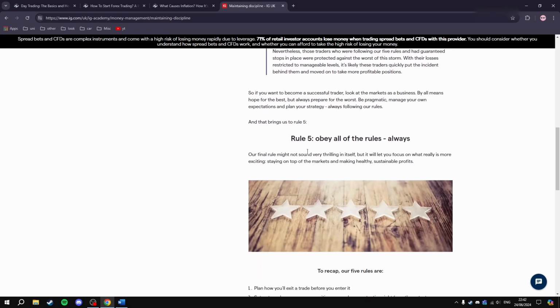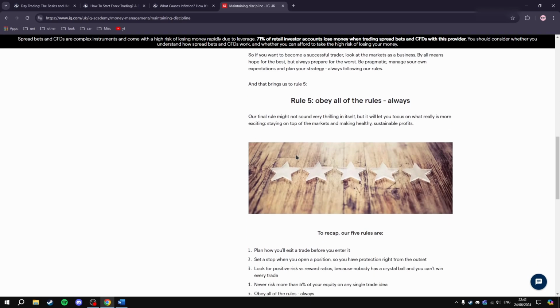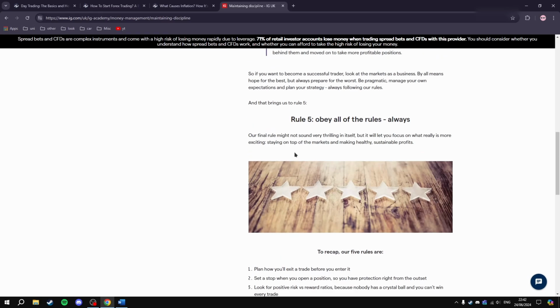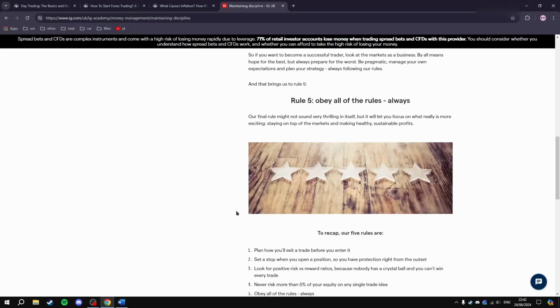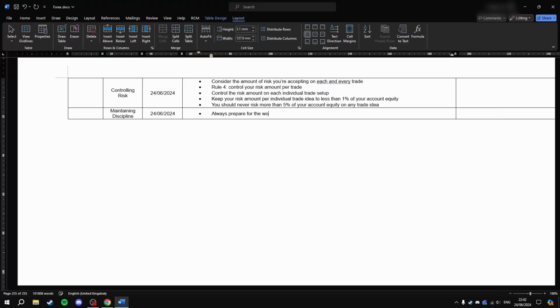So if you want to become a successful trader, look at the markets as a business. By all means hope for the best, but always prepare for the worst. Be pragmatic, manage your own expectations and plan your strategy. Always follow our rules. Always prepare for the worst when trading.